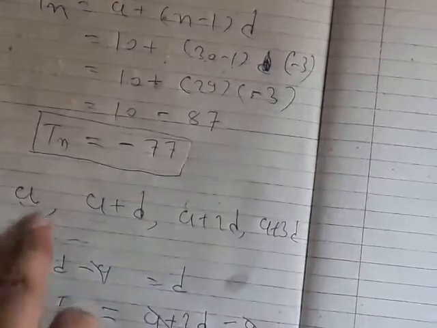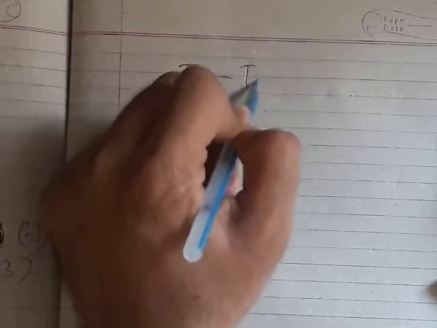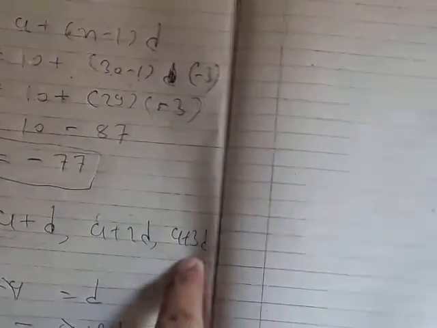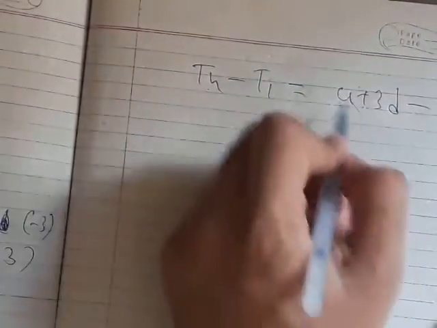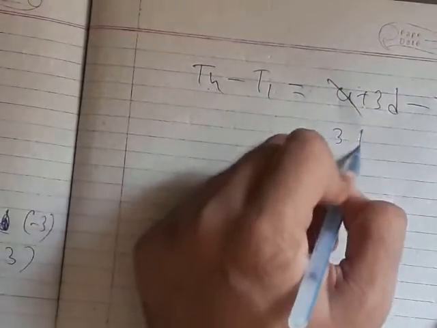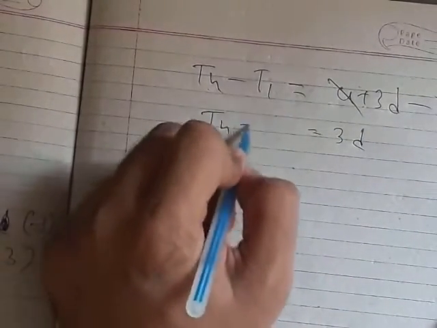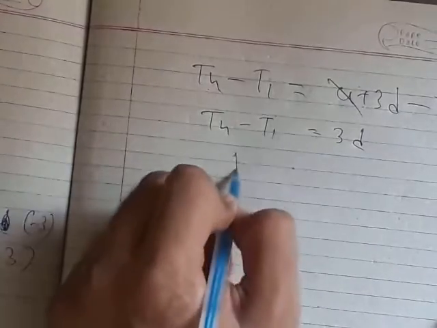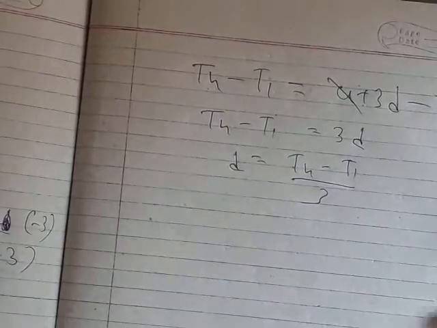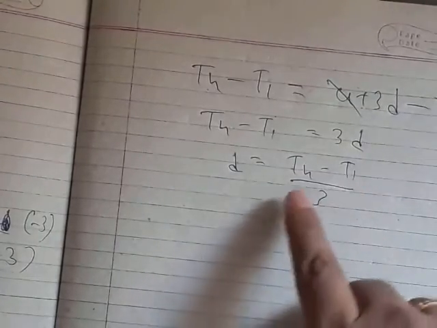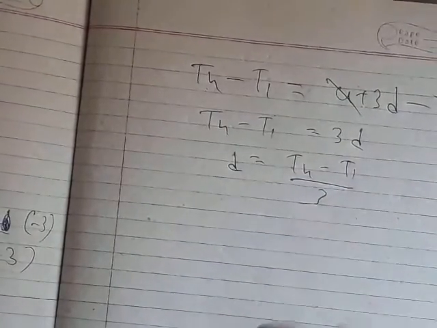Now if you do the fourth term minus the first term, it means T4 minus T1, then what will happen? The fourth term is A plus 3D and the first term is A. Cancel this and you will have 3D. If I take this 3 here, D becomes (T4 minus T1) upon 3. Now you can observe the same thing here: 4 minus 1 is 3.